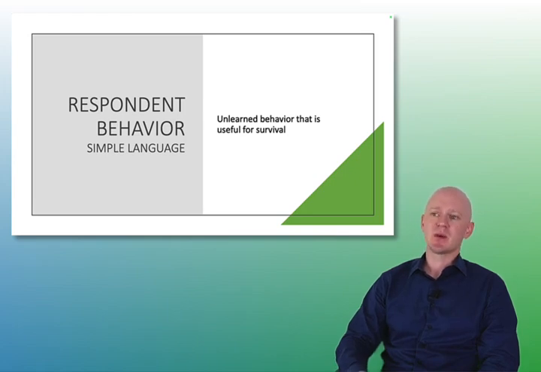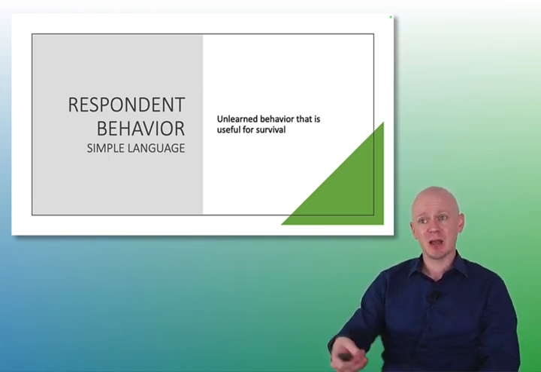Another example of respondent behavior that's commonly used is a puff of air in your eye, which makes your pupil constrict or dilate. You don't have to learn that for it to happen. Another common example is a hammer on your knee, which makes your leg kick up. You don't have to learn that to have it happen, and every time that hammer hits the right spot, that behavior happens. So again, it's unlearned behavior that is useful for survival.